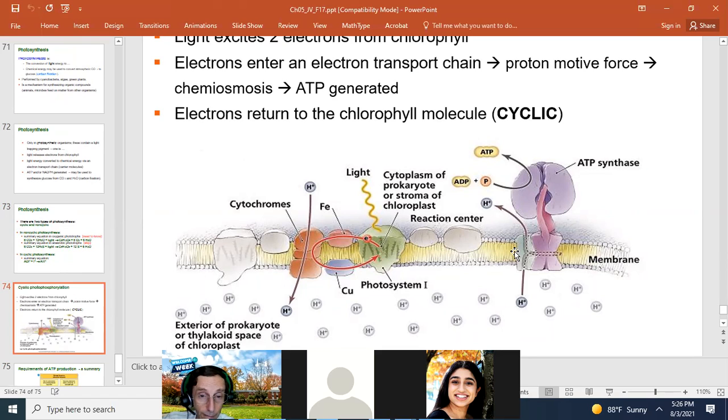For eukaryotes, where these proteins are in the membrane is the inner membrane of the chloroplast, okay? For prokaryotes, since they don't have a chloroplast, this membrane will be the cell membrane. And on a prokaryote, where they're pumping the hydrogen ions is outside the cell into the cell wall.